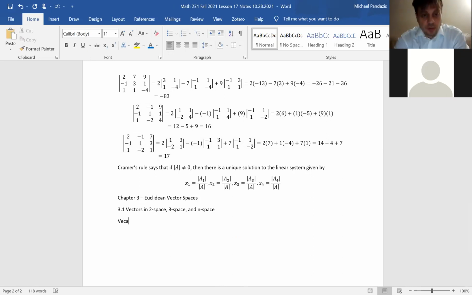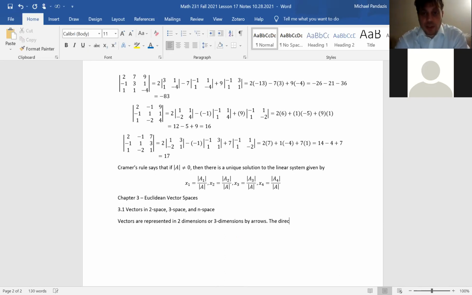So vectors are represented in 2 dimensions or 2-space, or 3 dimensions or 3-space, by arrows. You've probably seen this before. Maybe if you've taken physics, you've seen vectors represented as arrows.